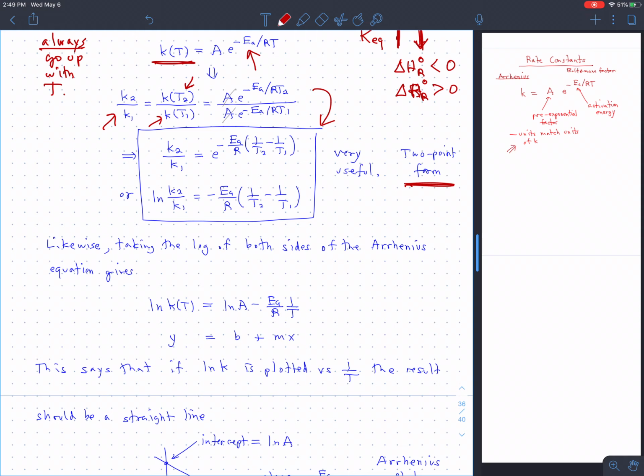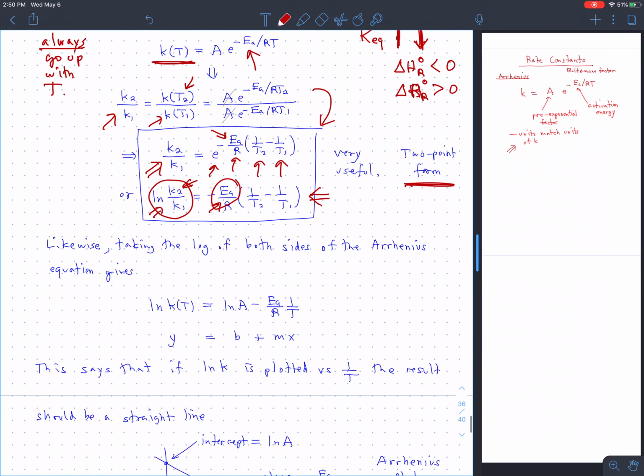I call it the two-point form for the Arrhenius law, which says that the ratio of the rate constant at two different temperatures is equal to e to the minus EA over R times the difference in 1 over the temperature. Or if you take the log of both sides, the log of the ratio of the two rate constants is equal to minus EA over R times (1 over T2 minus 1 over T1). That's a useful form. It allows you to calculate, if you know these rate constants at two different temperatures, this EA.